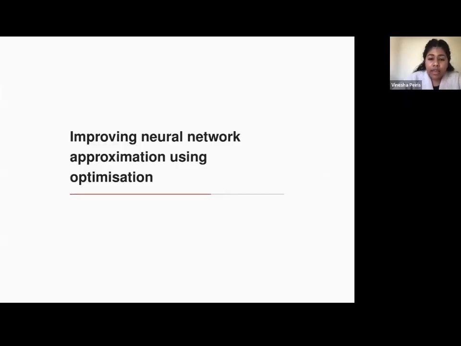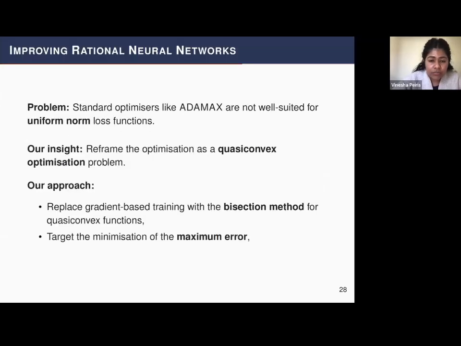How can we somehow use optimization to improve neural network approximation techniques? This is just our way of improving neural networks where your loss function is computed by using uniform norm Bayes loss. Okay, so why do we actually need this? That's mostly because standard optimizers like Adamax are not very well suited for uniform norm Bayes loss functions. So we definitely need an alternative.